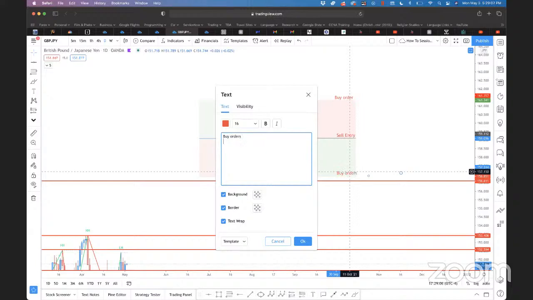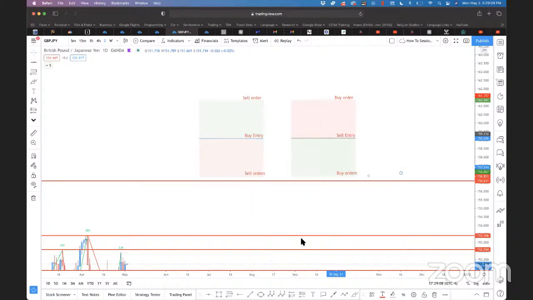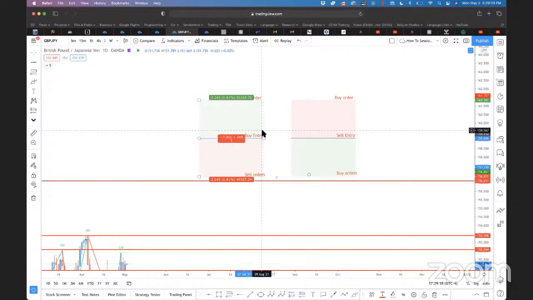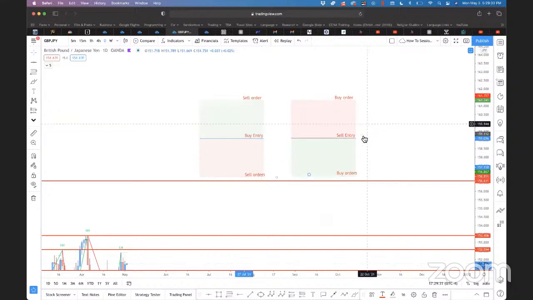This is actually what you're doing when you enter a trade, right? Every time you enter a buy, you're putting in a single buy order and you're wrapping it in between two different sell orders. You put in a sell order, you're putting in one sell order and you're wrapping it in between two buy orders, right?